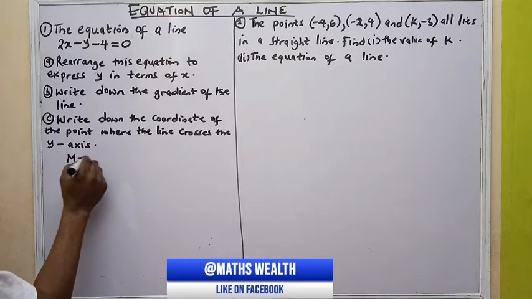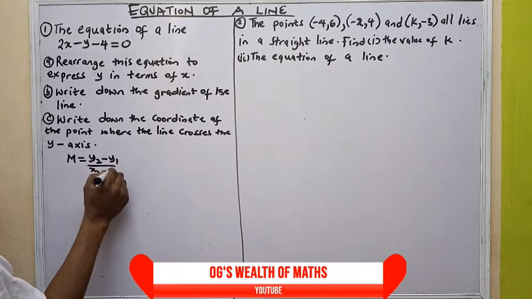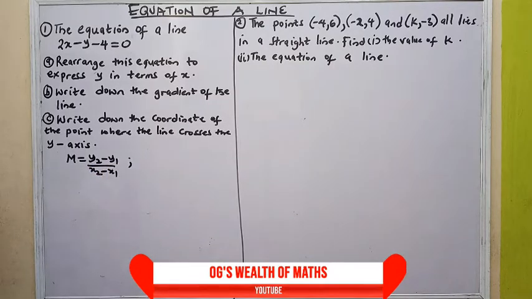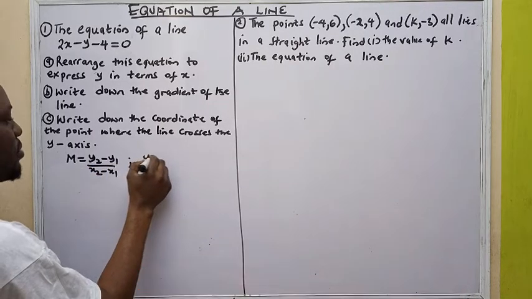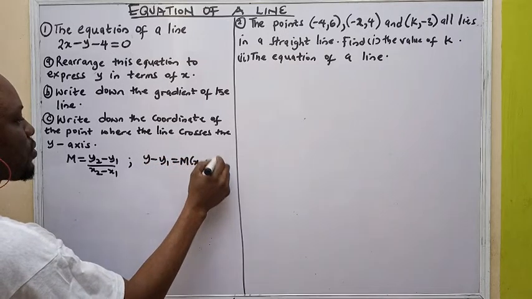m equals y2 minus y1 over x2 minus x1. And then the next one is y minus y1 equals m bracket x minus x1.